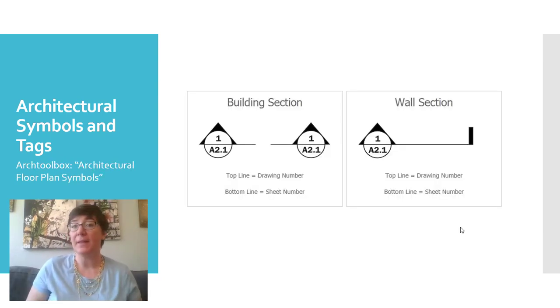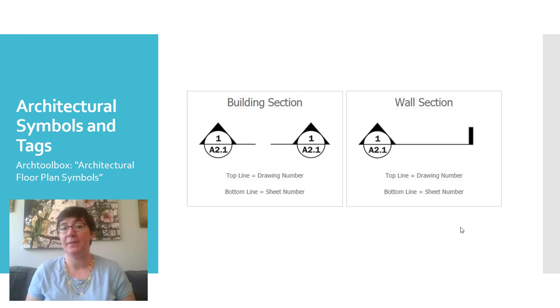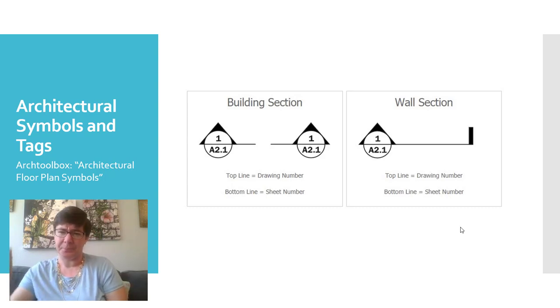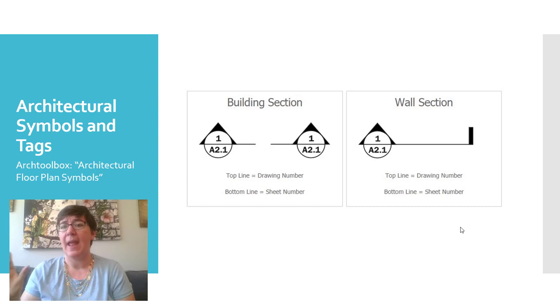Here we have a building section and a wall section tag. You'll see these used almost interchangeably on different print sets. In both cases, they have the drawing number, the sheet number, they have the arrow, so you can tell which direction the cut is looking. And for the wall section tag, there's a little foot or an end to the section cut, so you can see that it does not go all the way across the full building.